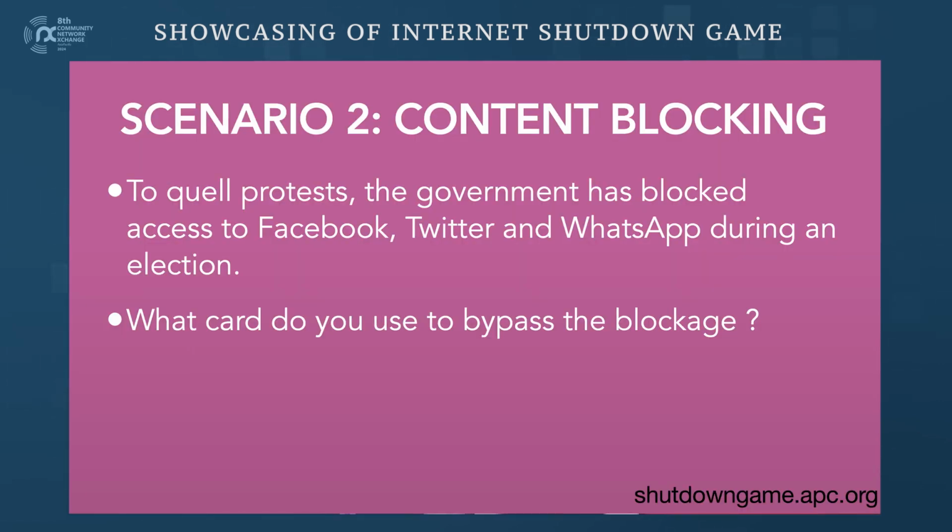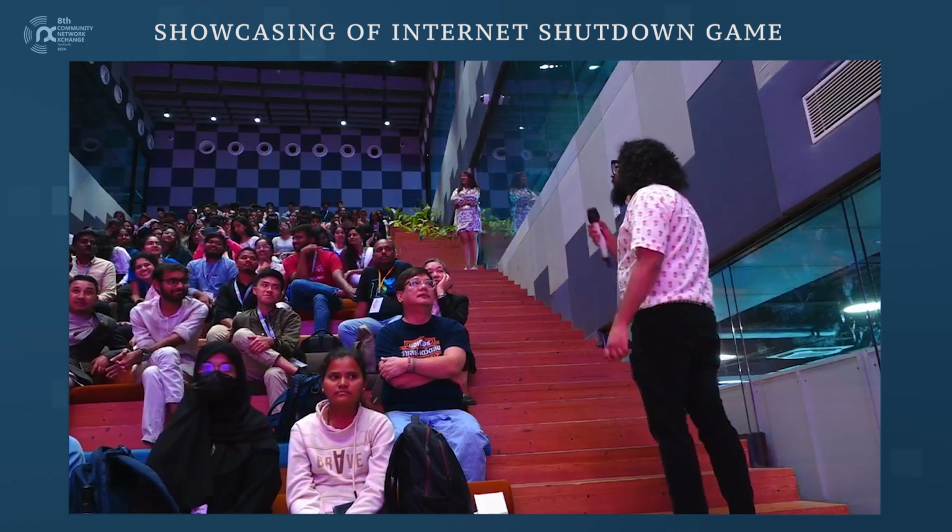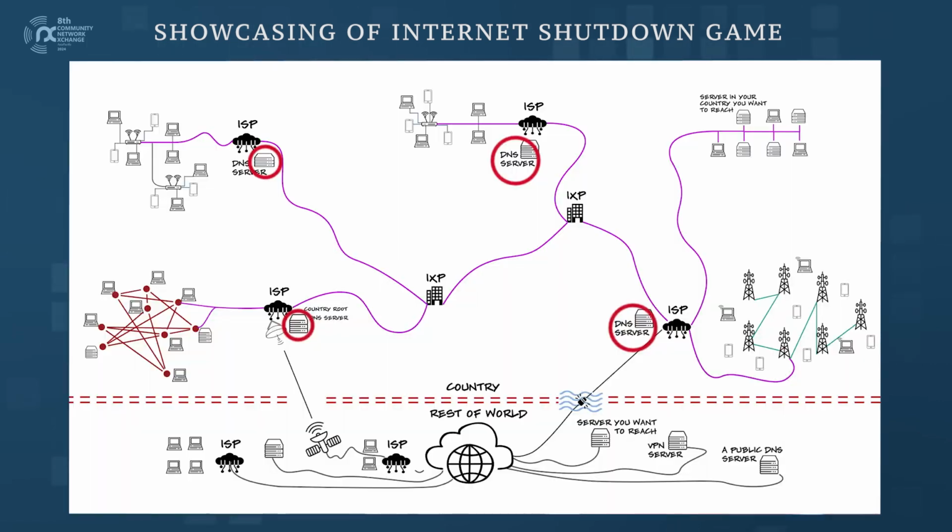Content is being blocked. To quell protests, the government has blocked access to Facebook, Twitter, and WhatsApp during an election. What cards do you use to bypass the blockage? Everyone's saying a VPN. Okay, so in this scenario, the X's are not where you see them. Instead, you have little filtery symbols, very cute. Now you can't see them, I can tell you, they were very cute symbols. And they were on every single ISP on the map, okay? Every ISP was filtering the traffic.